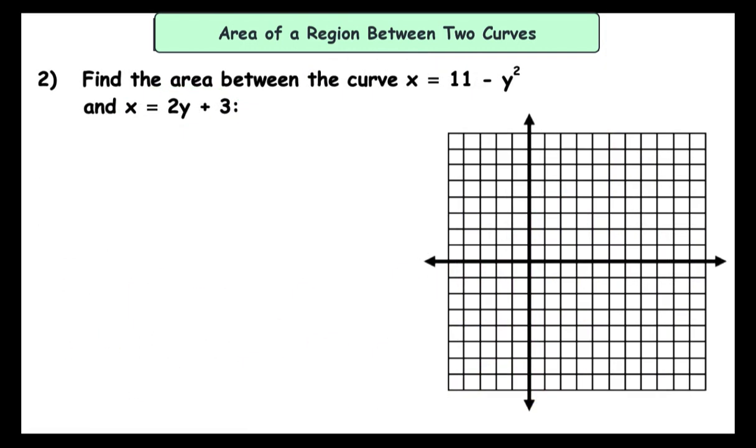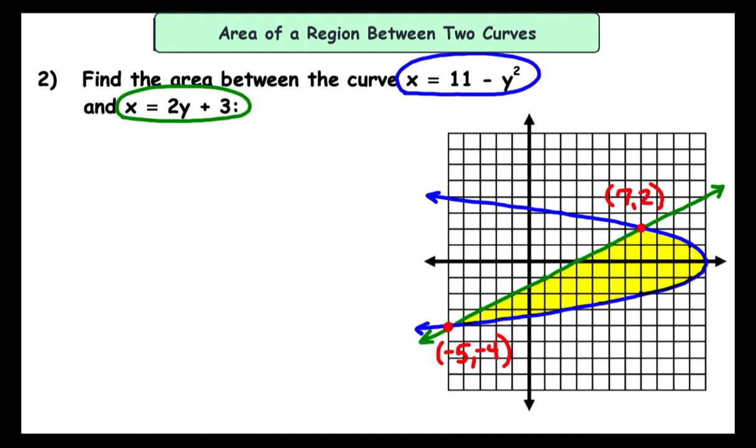All right, number 2, we're going to find the area between the sideways curve, or sideways sleeping parabola, x equals 11 minus y squared, and the line x equals 2y plus 3. Ugh. All right, graph them carefully, which I did, and then we shade the region in. Again, if you're not sure where they cross, you can always set them equal to each other. I think I'll actually do the algebra this time to show you that.